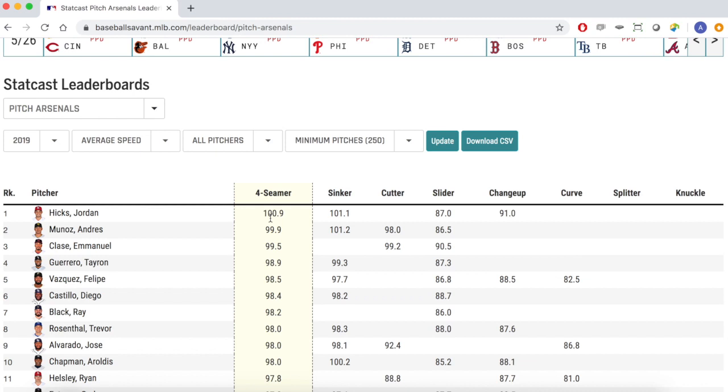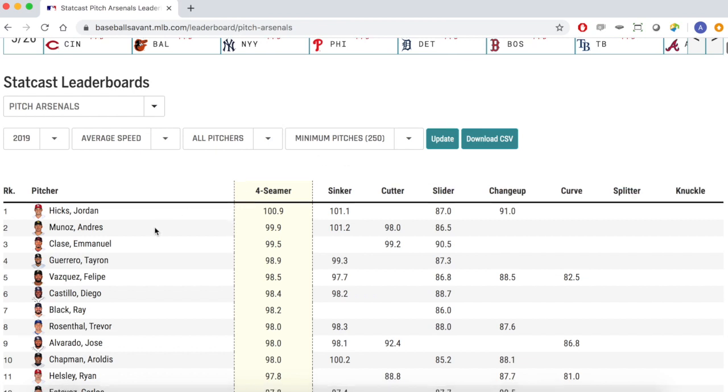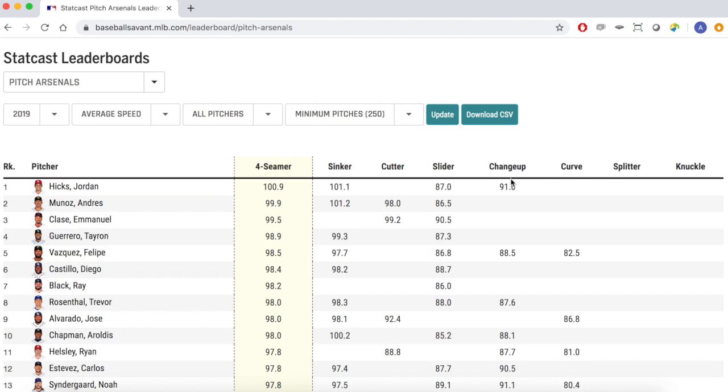So what this allows you to do is just have a quick list of who throws whatever pitch type you're interested in the hardest. So the way this is sorted right now is by four-seamer. Last year in 2019, 250 minimum pitches. Unsurprisingly, Jordan Hicks is at the top of this list, right? 100.9 miles an hour. You can sort this by whatever you want.